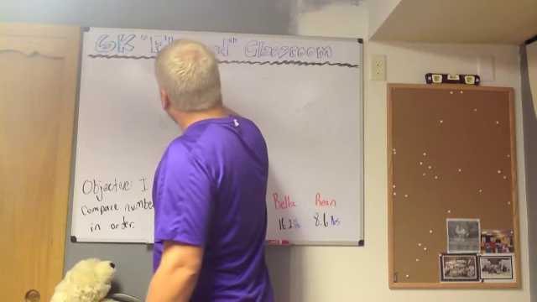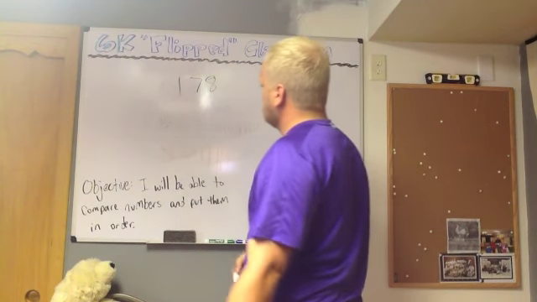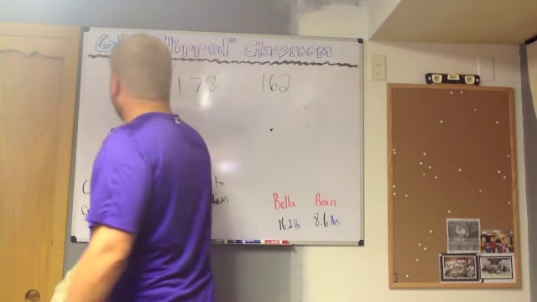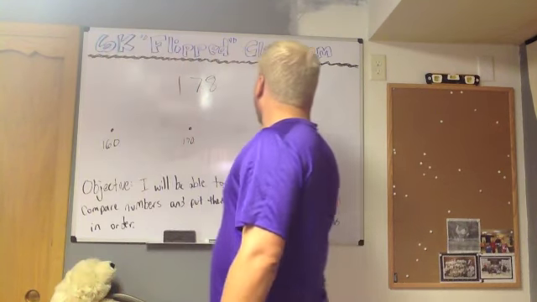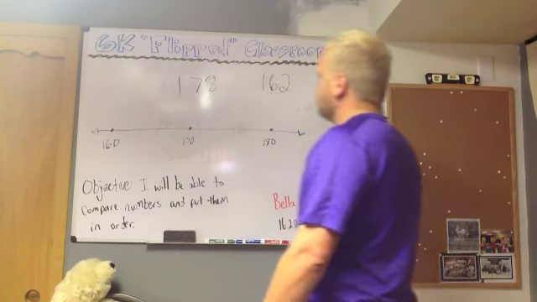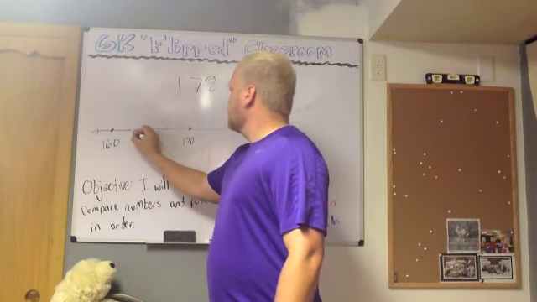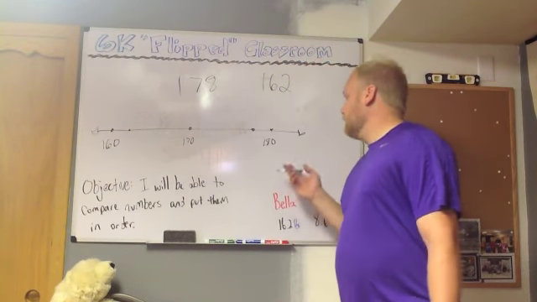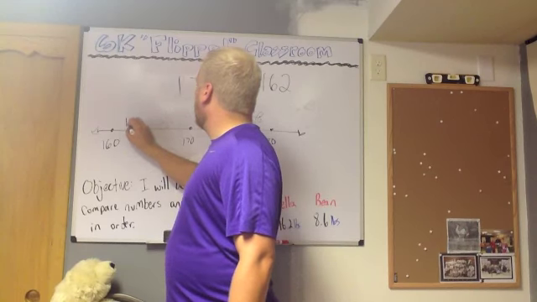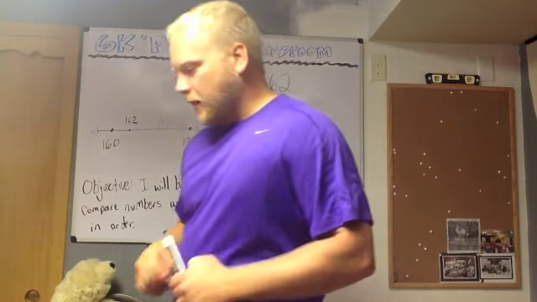So let's look at a larger number. Let's compare 178 to 162. So we'll make our number line. 162, that's going to be right about here. 178, it's going to be right about here. So, which one's larger? If the larger numbers are to the right, then 178 has to be larger. So, that's basically all there is to it today.